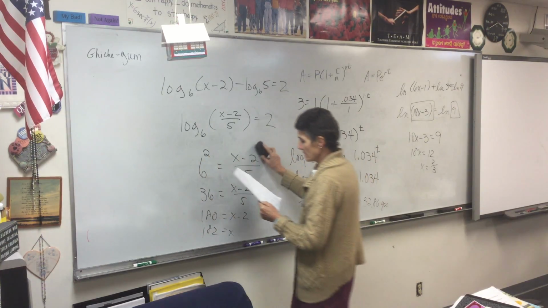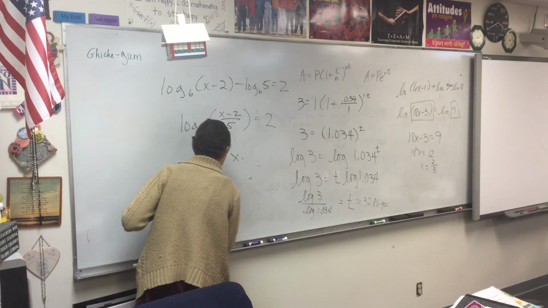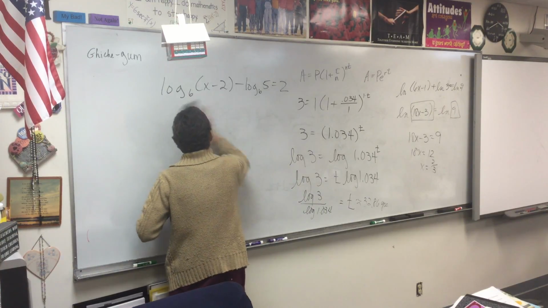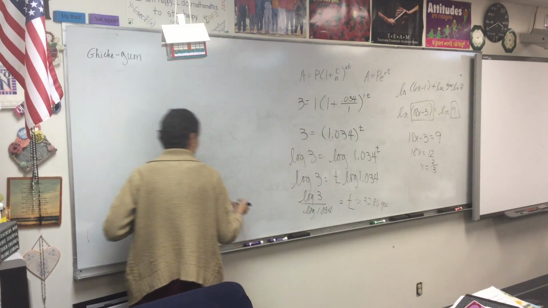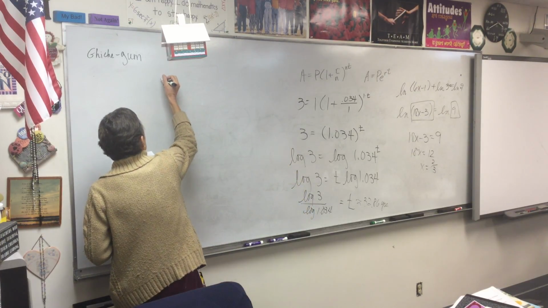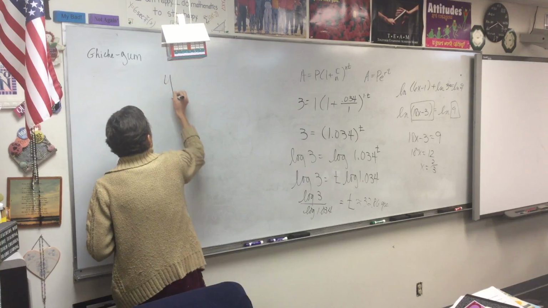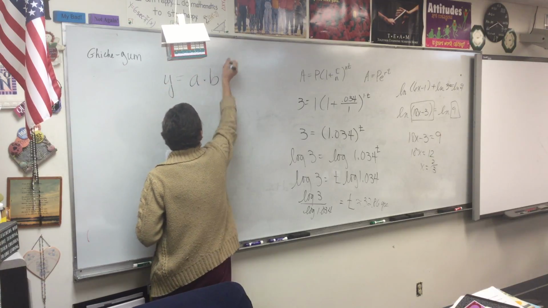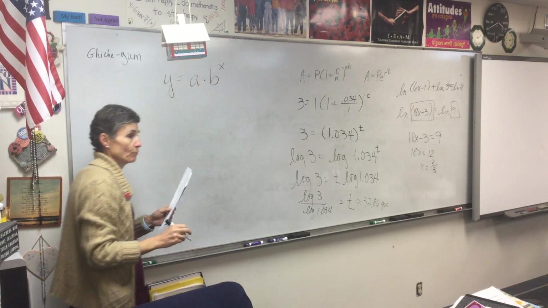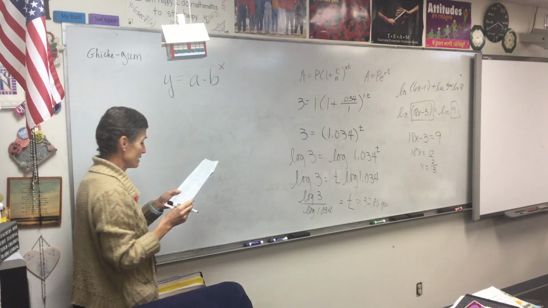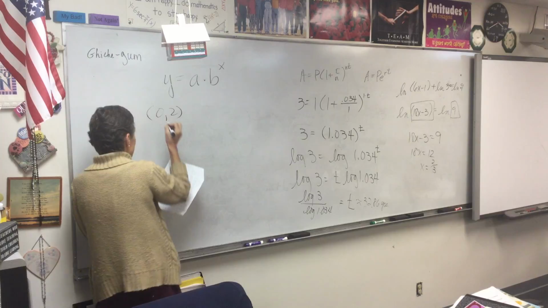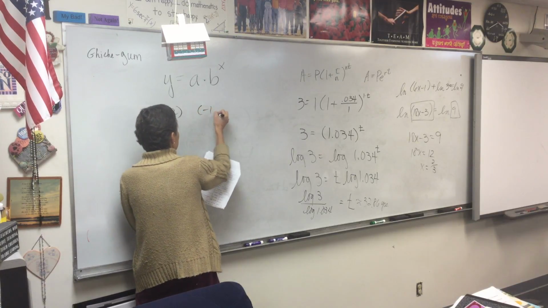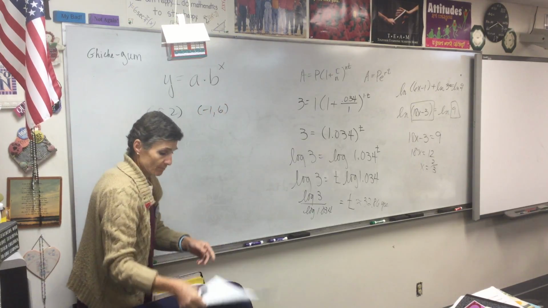Number 9 says write the equation of the exponential function. All right, so what does that mean it's going to look like? Exponential function. y equals a times b to the x. That's what I'm shooting for right there. y equals a times b to the x. And I know that I have the point (0, 2) and the point (-1, 6).